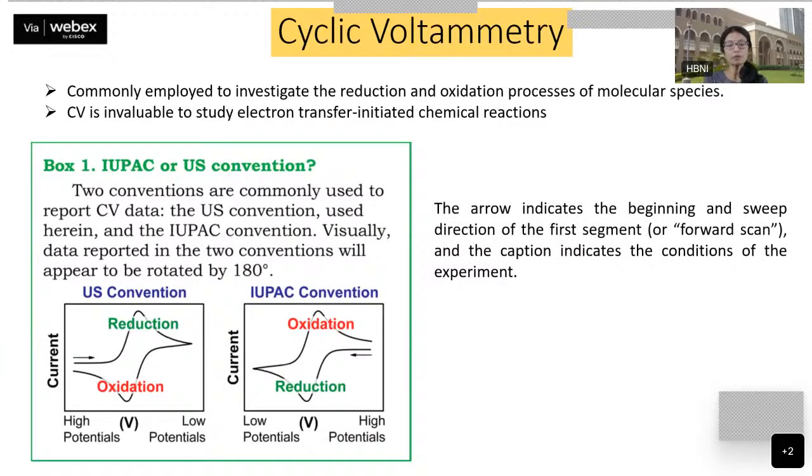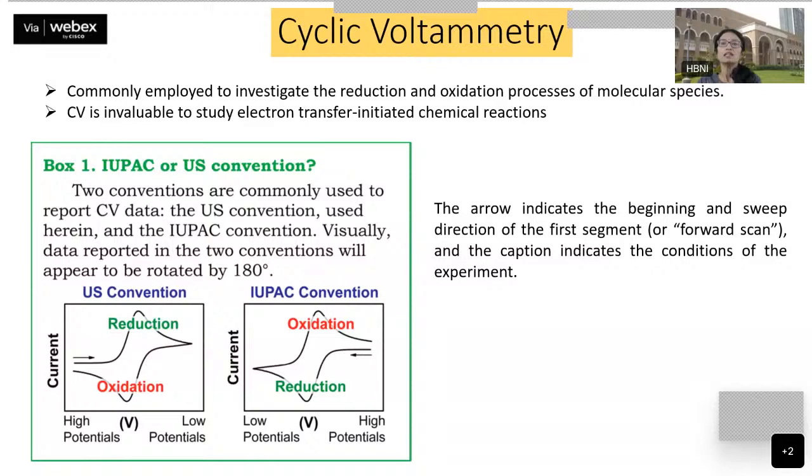Now, cyclic voltammetry is commonly employed to investigate the reduction and oxidation processes of molecular species. It is an invaluable technique to study electron transfer initiated chemical reactions. There are two different conventions by which you plot the current versus potential. In the US convention, you move from high potential to low potential, and you have reduction at the top and oxidation at the bottom. The IUPAC convention generally goes from low potential to high potential, whereas the oxidation is depicted at the top and the reduction at the bottom. So you start from reduction in both cases and you go up to the oxidation.